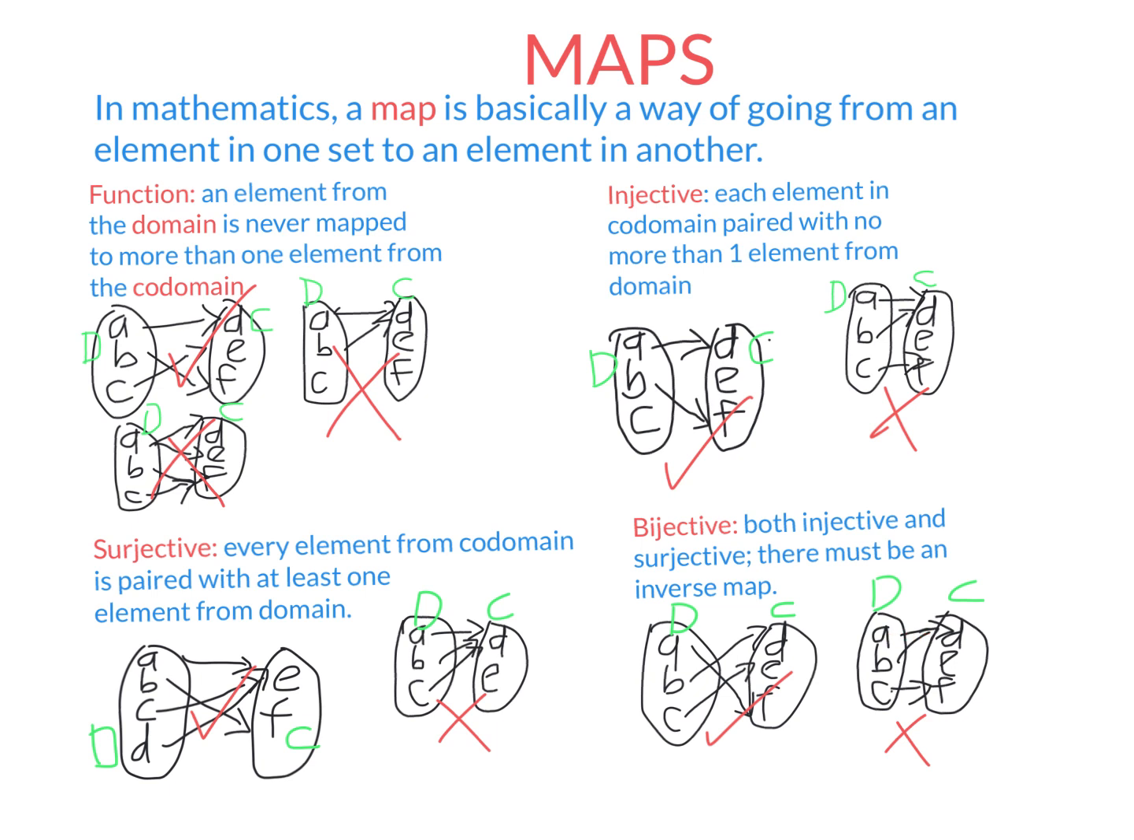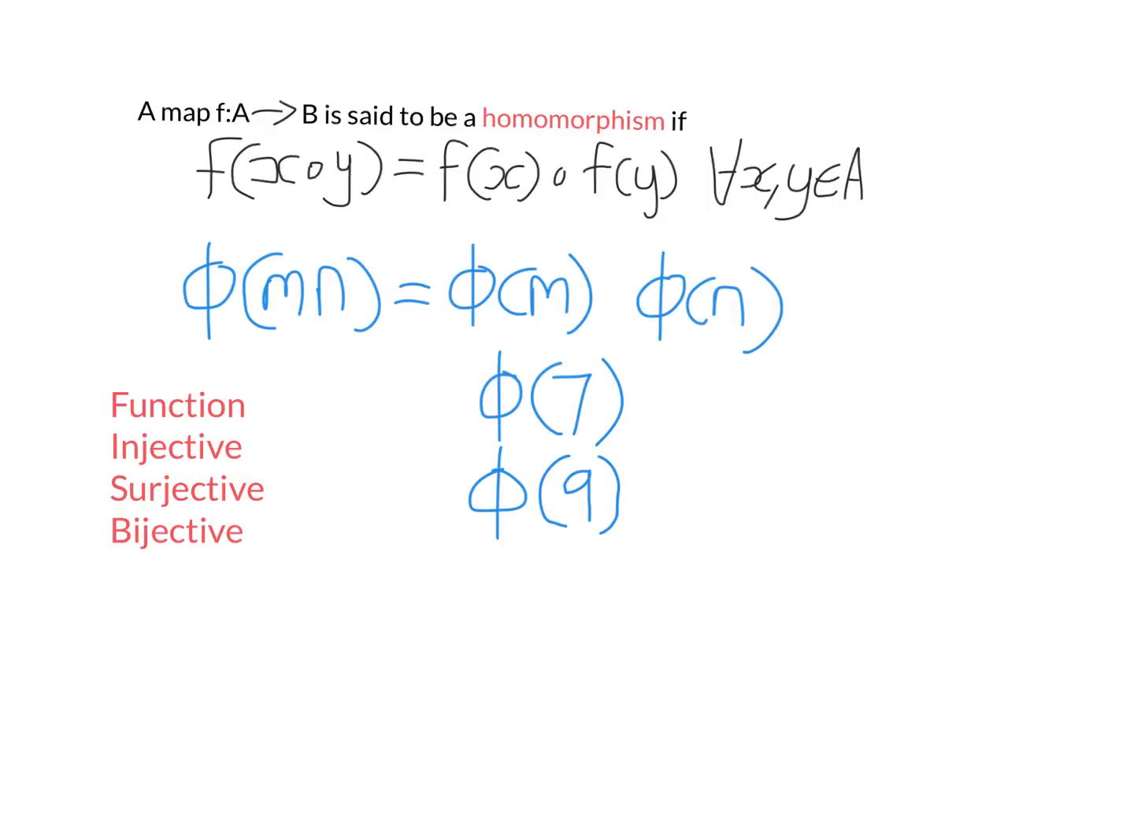So if a map is not injective or not surjective, it's not bijective, and it means the map does not have an inverse. All right, let's look at a map that we've already looked through in these lessons. So we're going to look again at Euler's totient function, which turns out to be a homomorphism.